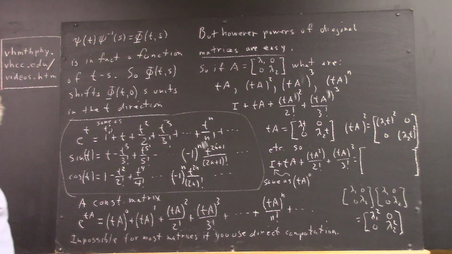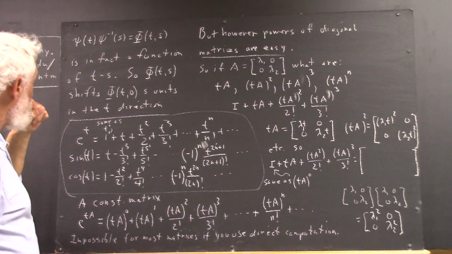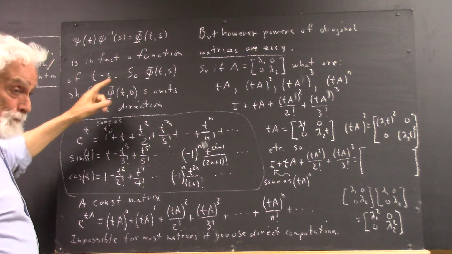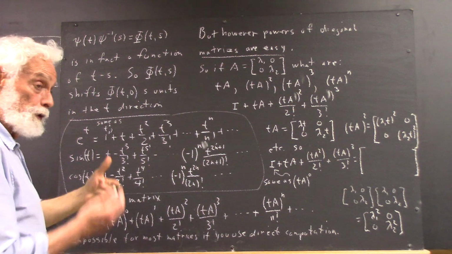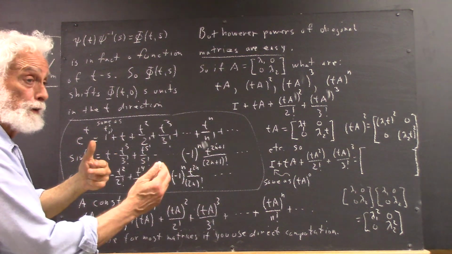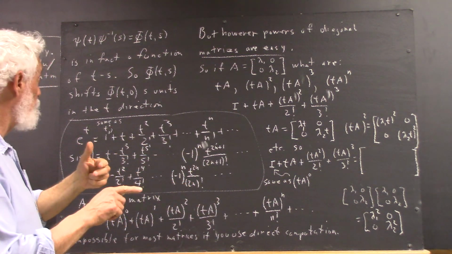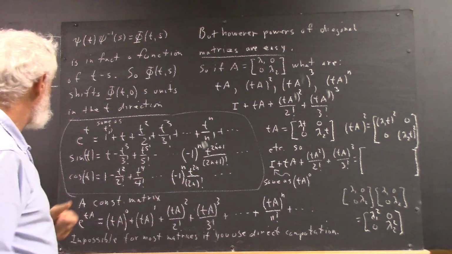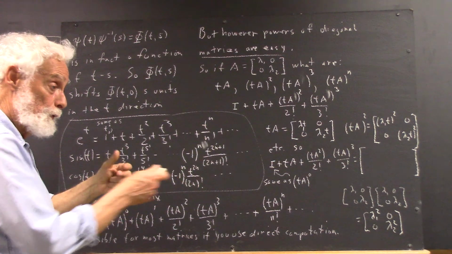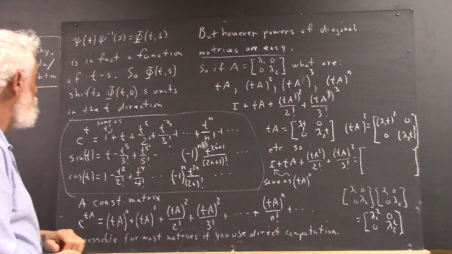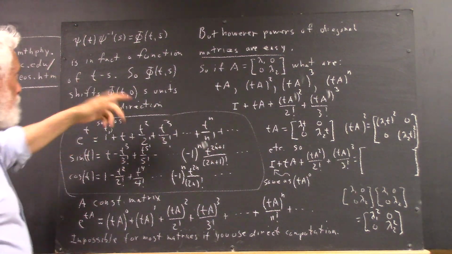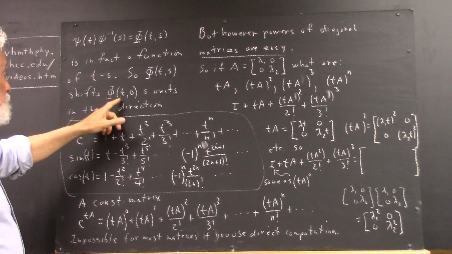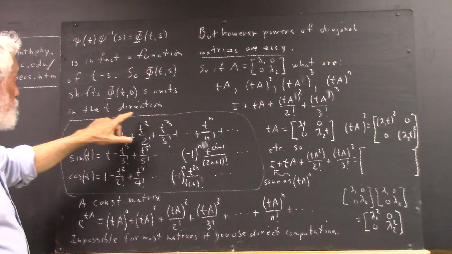And if you replace t by t minus s on a graph, what do you do? You shift that graph s units in the t direction, which is generally considered to the right. So that would be a horizontal shift of s units to the right. Your whole graph would shift s units to the right. So the point is that phi of t,s shifts a phi of t,0 graph s units in the t direction.